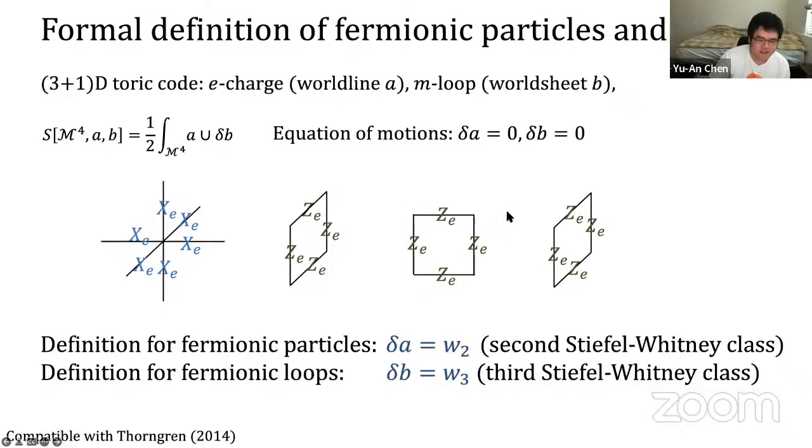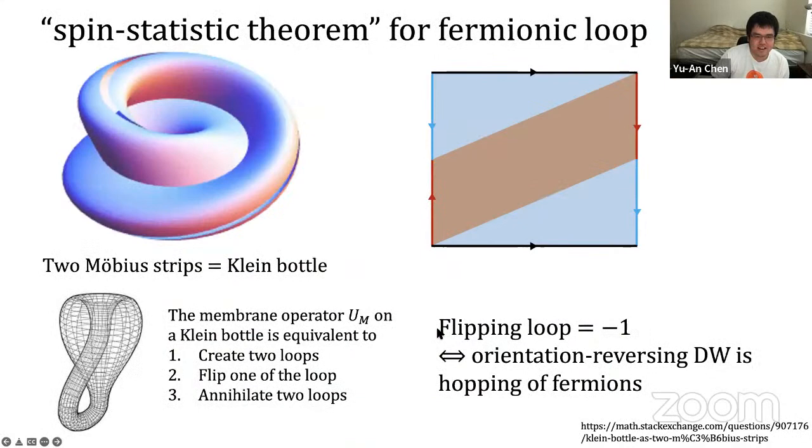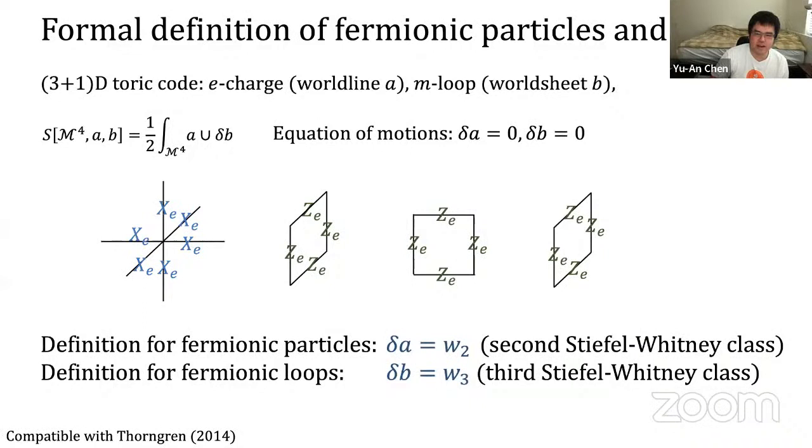Okay, so let me continue. At this point, with this definition, we don't see how it relates to the definition of fermion. So it may be just some random definition of some weird loop excitation. And here I try to formulate the definition of the fermionic loop and fermionic particle more mathematically. So we start from the toric code example.